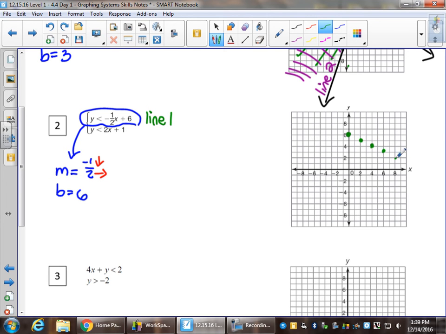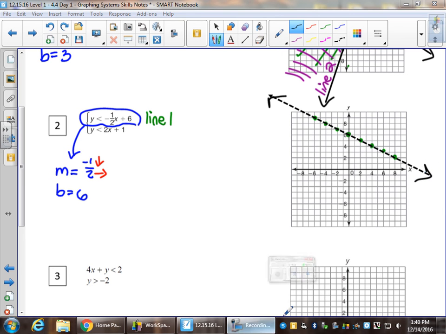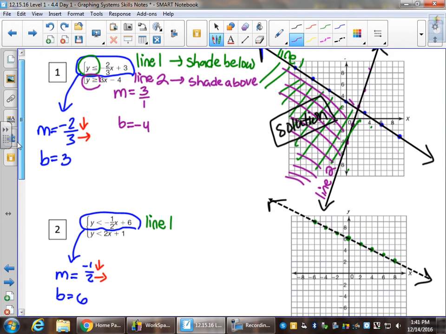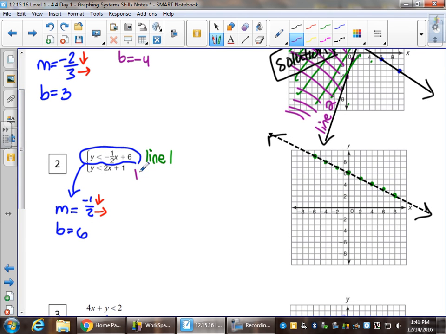And it's not hard to get a lot of points on here, so I'm just going to keep going in both directions. The more points you have, the neater the graph. We ask ourselves, this says strictly less than, so dotted or solid? I hope everybody is saying dotted right now. Make it neat. I still need arrows on both ends. My second line, I will label line 2.